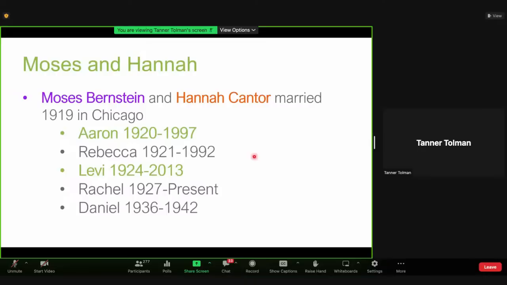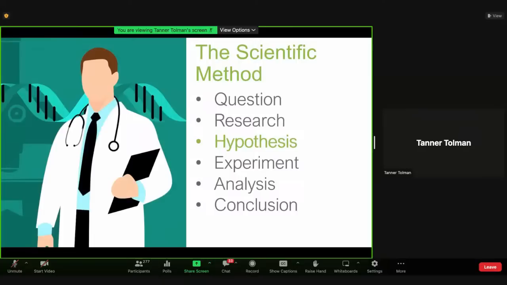Now, since it's an unknown father, we can obviously eliminate Rachel because she's not male, and Rebecca. And then we can also eliminate Daniel because he died at 6 before Joan was born. But we do have these two candidates, Aaron and Levi. So if either one of them is actually the father, that would explain why Joan's matches are the way that they are, why she's matching the Bernsteins and the Cantors. So we have a hypothesis. And our hypothesis is Joan is the biological daughter of either Aaron or Levi.